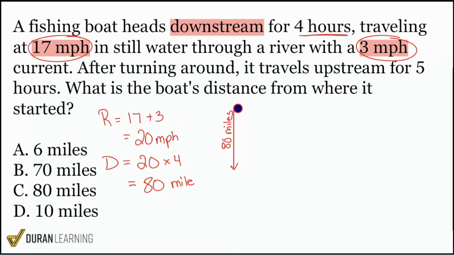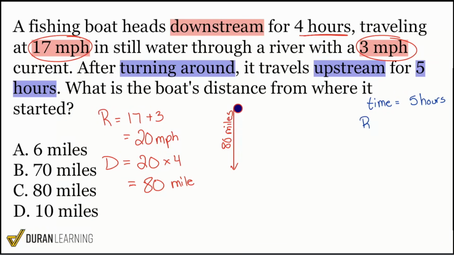And when we consider the second part of this situation, we see that we turn around, which means we're going upstream, and we go upstream for 5 hours. So from the get-go, we know the time going upstream is 5 hours. But what's that rate going to be? The way that we're going to find that is we take the rate from still water, again, 17 miles per hour. We're still going to take that, but we're going to reference that we're going upstream now.